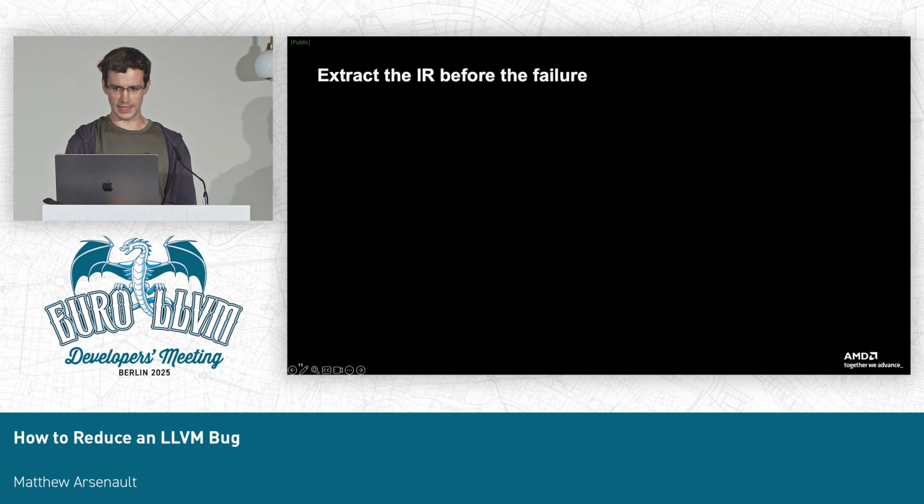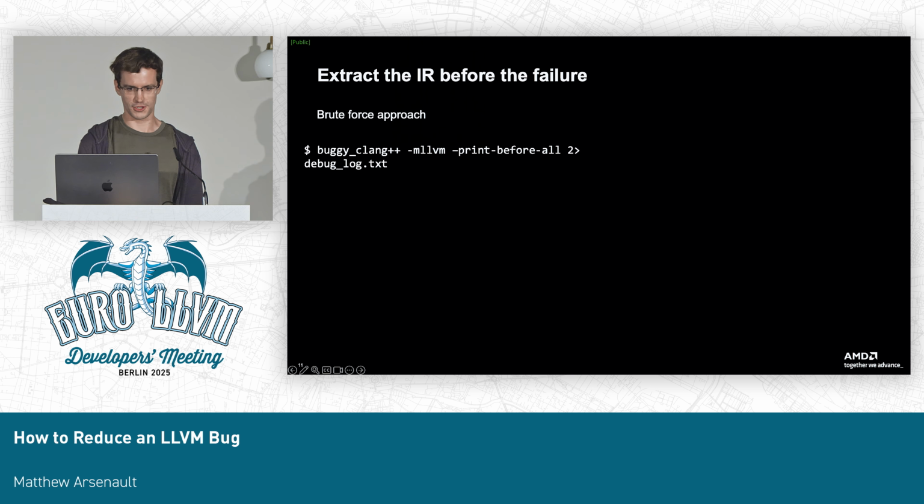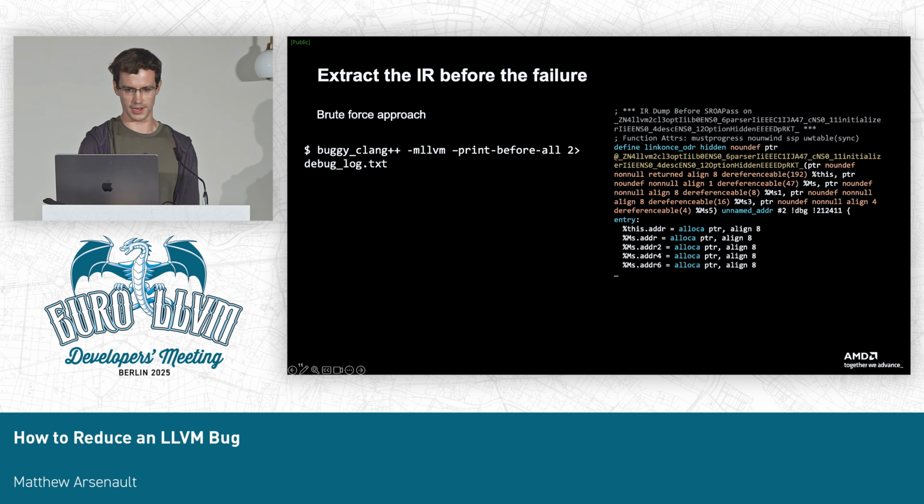So in the easy case, to extract the IR right before the crashing command, we have the brute force approach, which is called print before all. This will print the IR unit before each function or loop or module that it's printing. And it's a really low-tech solution, and it prints out something that looks like this. You probably don't get the syntax highlighting, but it's just a comment and then the IR unit at that point. But this is not actually usable in any tool.